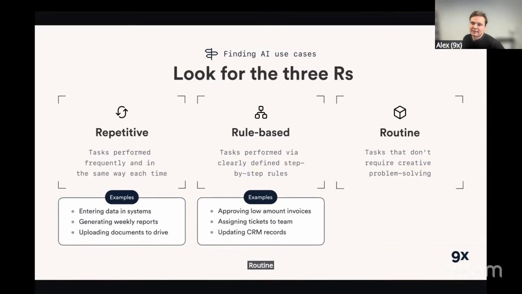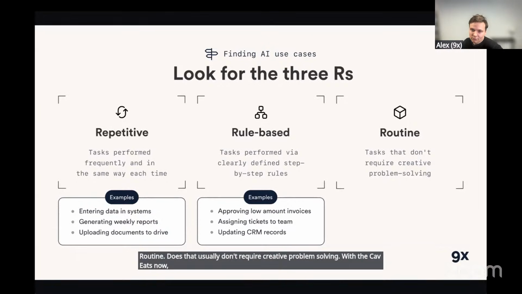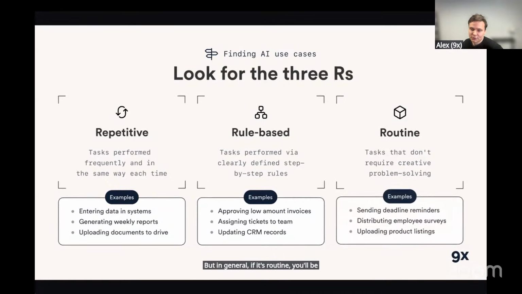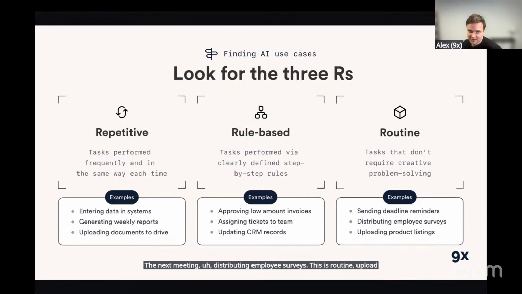Routine. Tasks that usually don't require creative problem solving. With the caveat now that some creative problem solving tasks will not be automatable with AI, but at least you can get some serious help and not start from a blank canvas. But in general, if it's routine, you'll be able to automate more of it. Things like sending deadline reminders to make sure people hit their targets on time or complete their task before the next meeting. Distributing employee surveys, this is routine, uploading product listings, and so on and so forth.